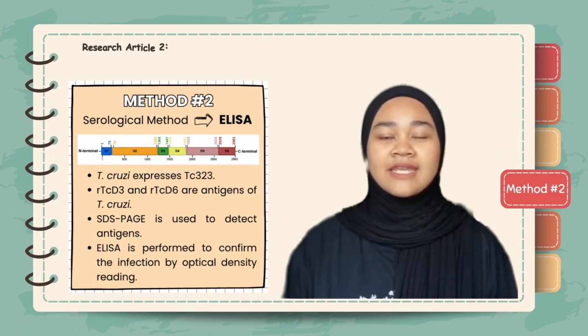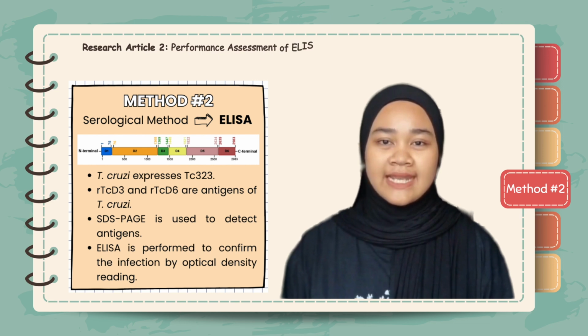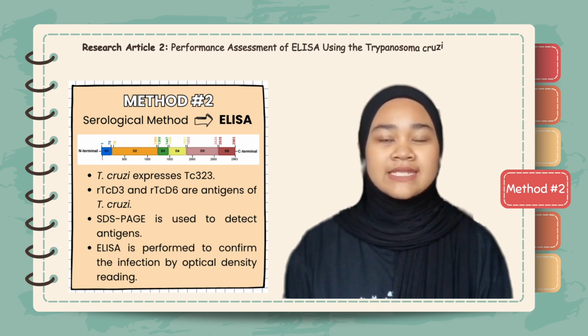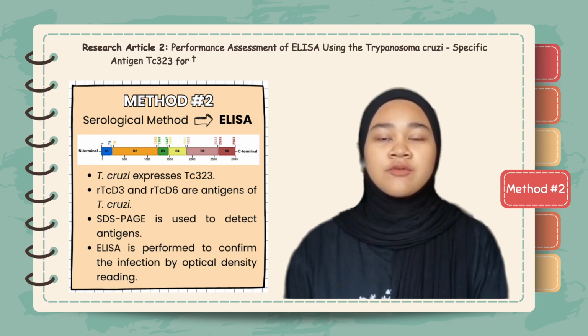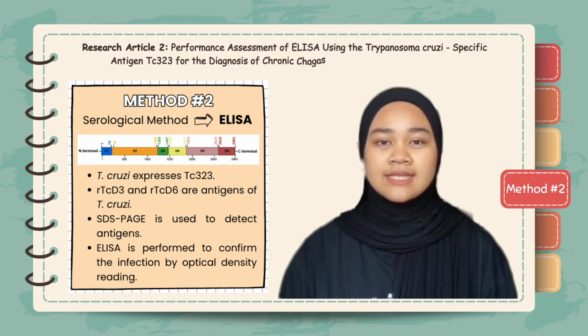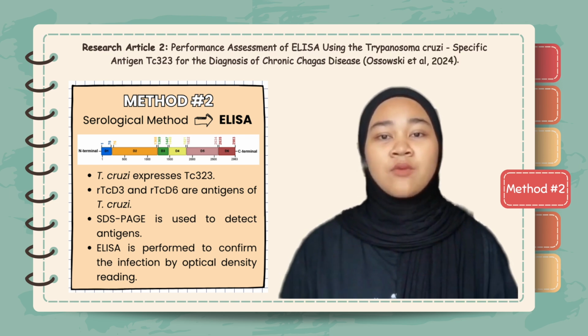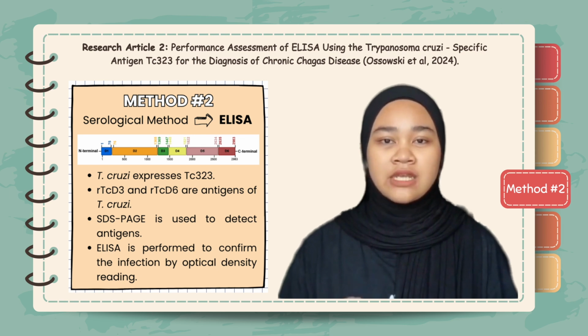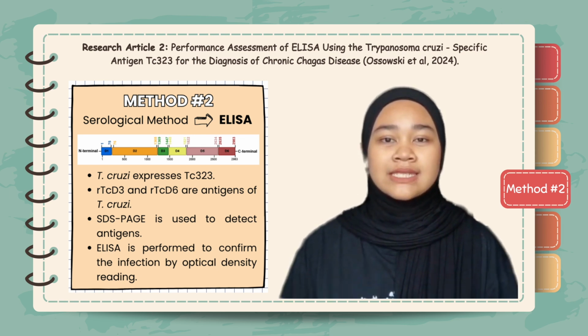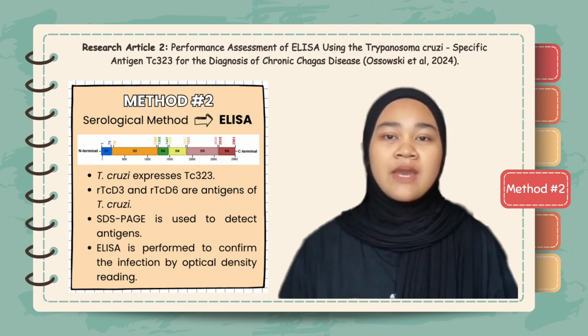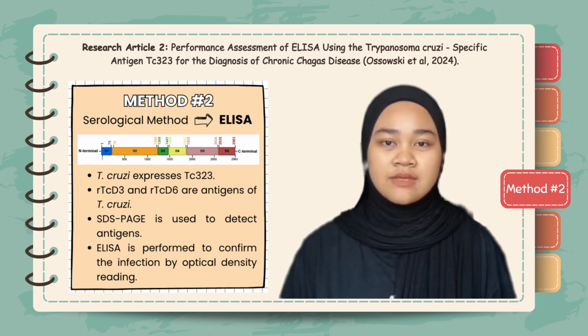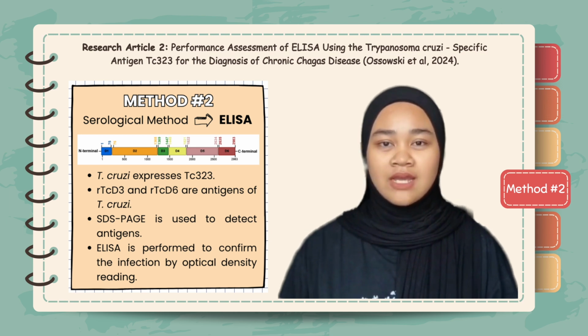The second method is a serological method, which is ELISA. ELISA, or enzyme-linked immunosorbent assay, is a laboratory technique that detects and quantifies specific proteins such as antibodies or antigens in a sample for diagnosis. According to the article, T. cruzi expresses a protein called TC323 that is unique to the parasite and not found in other organisms, which makes it an effective biomarker for diagnosing T. cruzi infections.